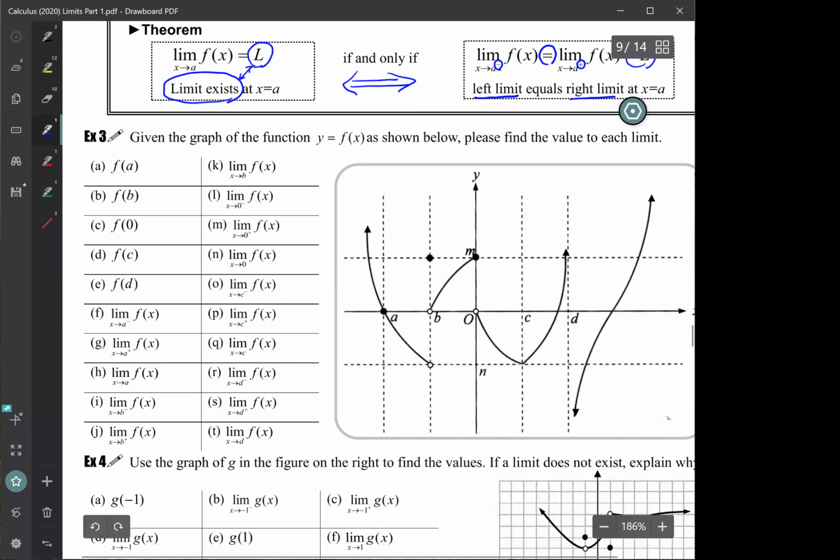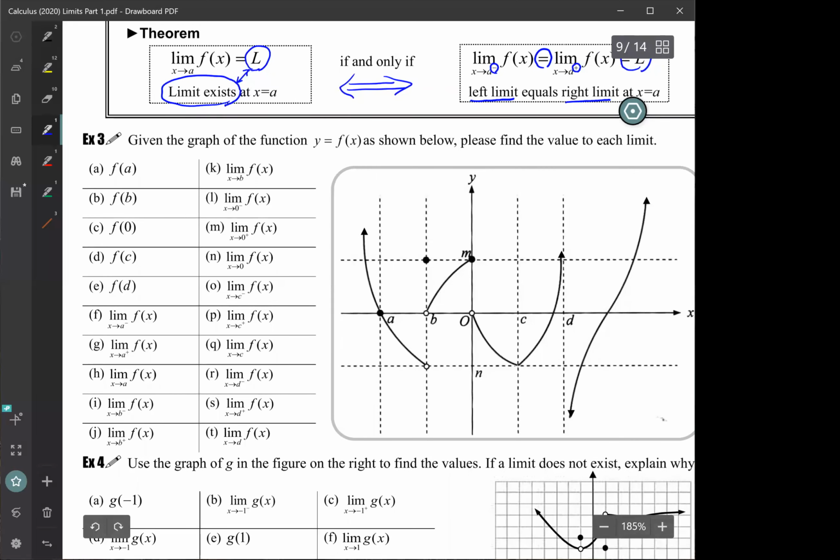So there are a couple of questions here. Let's look at the graph. On the x-axis, instead of values, I give you A, B, 0, C, D. Those are the x values, these ones. A, B, 0, C, D. And then on the y values, we have M, 0, N. Okay? So we're using the graph to find the answer.